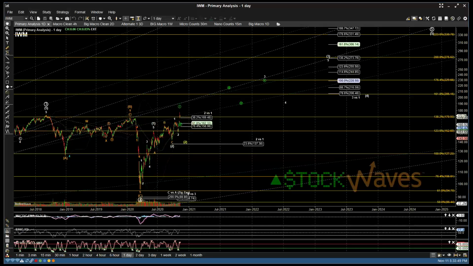All right, Ernest says on the ES, if the C of B up rolled over now, would that be unusual? I don't think it would count as a truncated at that smaller degree. I think we have enough subwaves to count that complete.